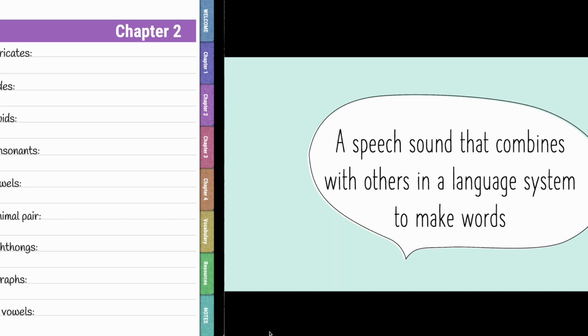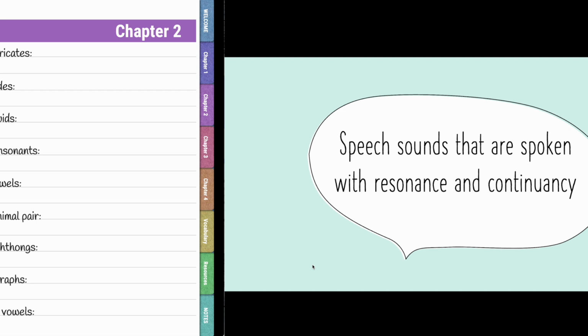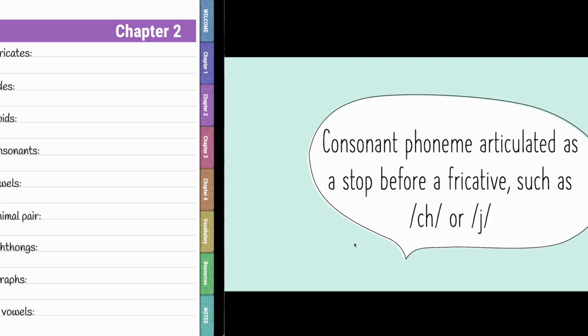So a speech sound that combines with others in a language to make words would be a phoneme. Remember, that's your individual speech sound. Speech sounds that are spoken with resonance and continuancy is a sonorant. It's some of those like ahs, or it could be the ols where it kind of goes into the middle of your mouth and it really kind of resonates and bounces around inside your mouth. It's a sonorant.